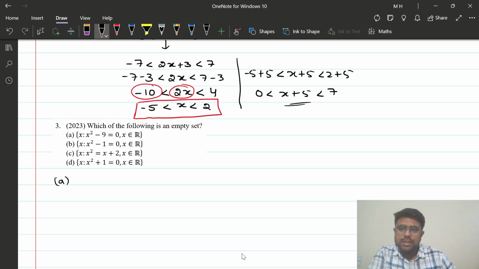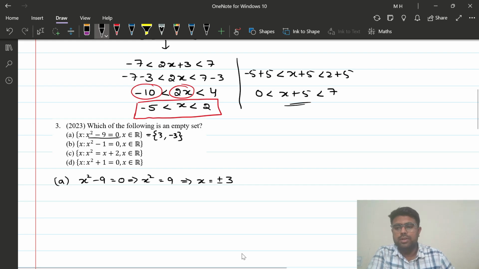The set of all x such that x square minus 9 is equal to 0. So x square minus 9 equal to 0 means x square is equal to 9. This implies x equal to plus or minus root 9, that is 3. So this is going to be plus 3 comma minus 3. So it is not an empty set, of course. So option A is wrong, right? I'll just mark this out. Option A is wrong.